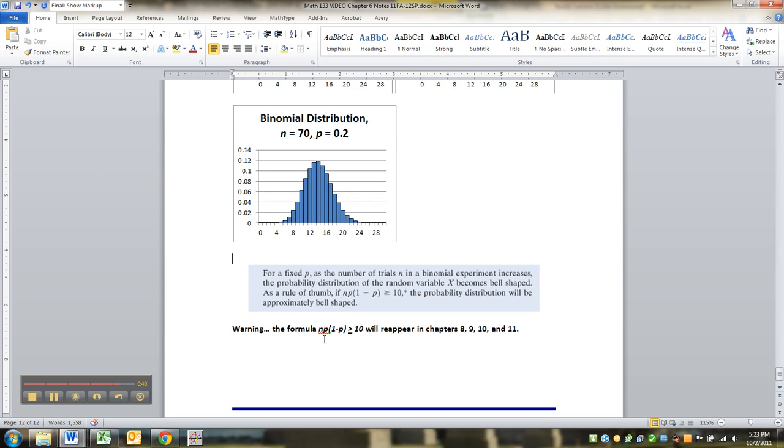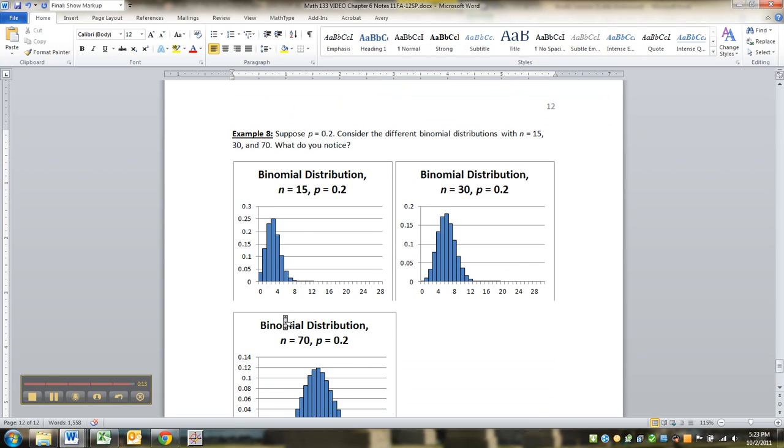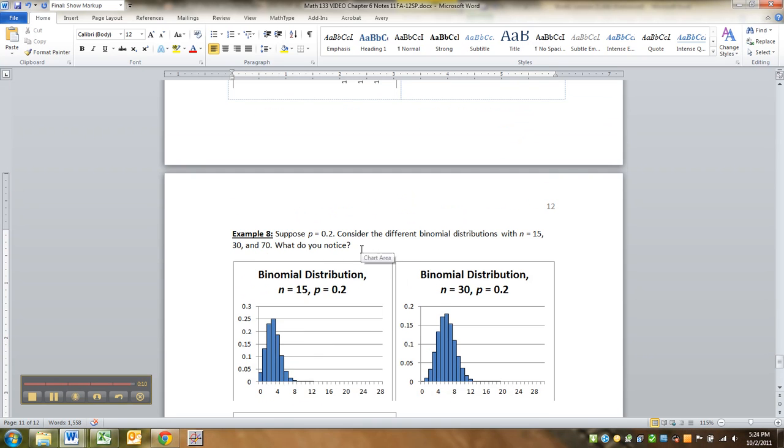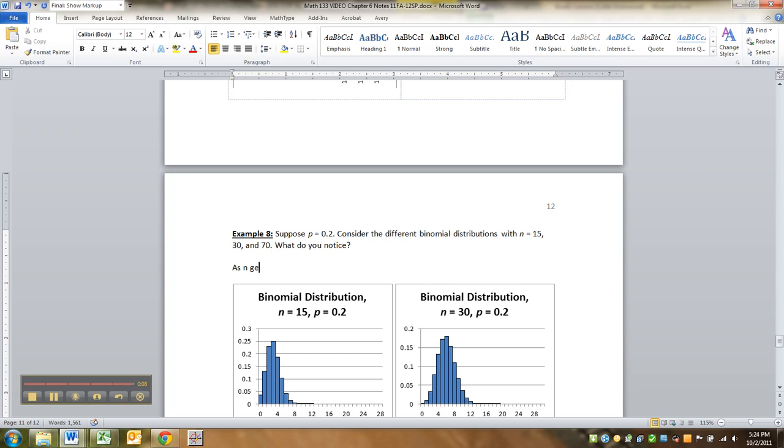For n times p times 1 minus p greater than or equal to 10, the distribution will be approximately bell-shaped. And just as a warning, that is the foundation for a lot of things that we can do in chapters 8, 9, 10, and 11. You have to have n times p times 1 minus p greater than 10 for binomial, i.e. surveys, right? So like Obama's approval rating from Gallup poll, that kind of thing. So this is just an idea. I want you to notice that as n gets larger, it gets more bell-shaped. As n gets larger, the picture gets bell-shaped.